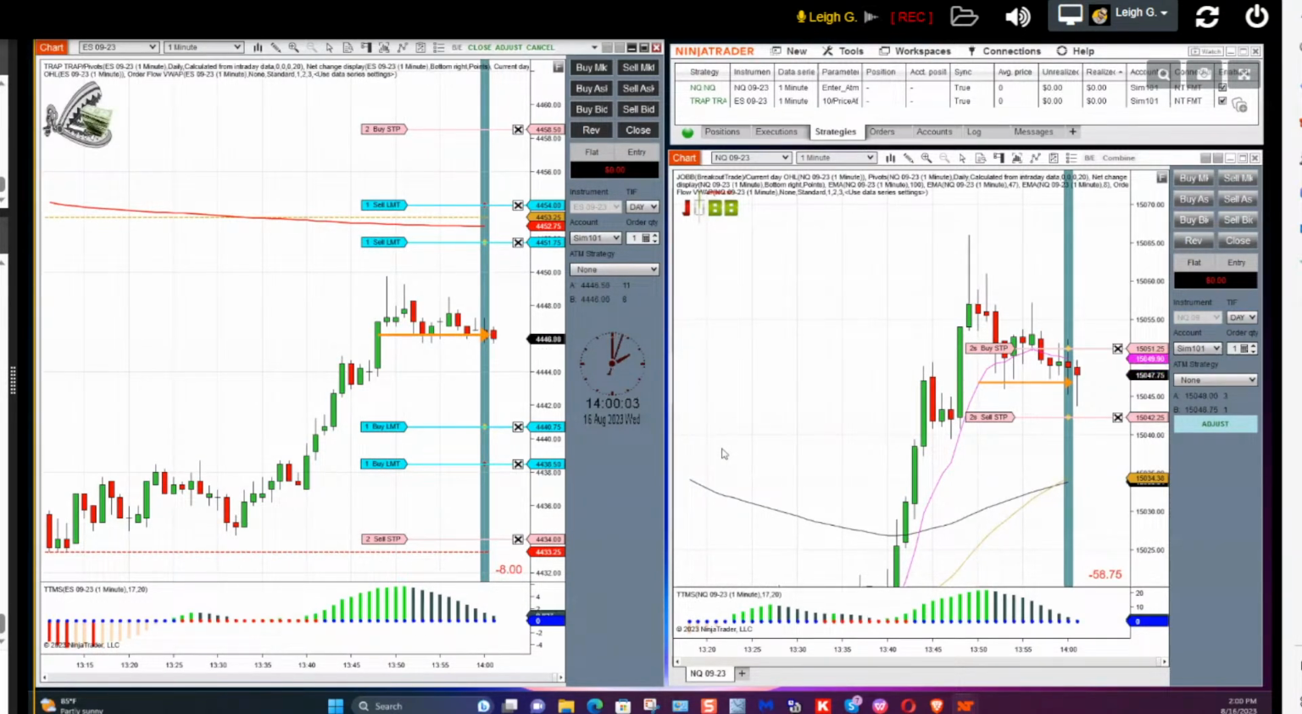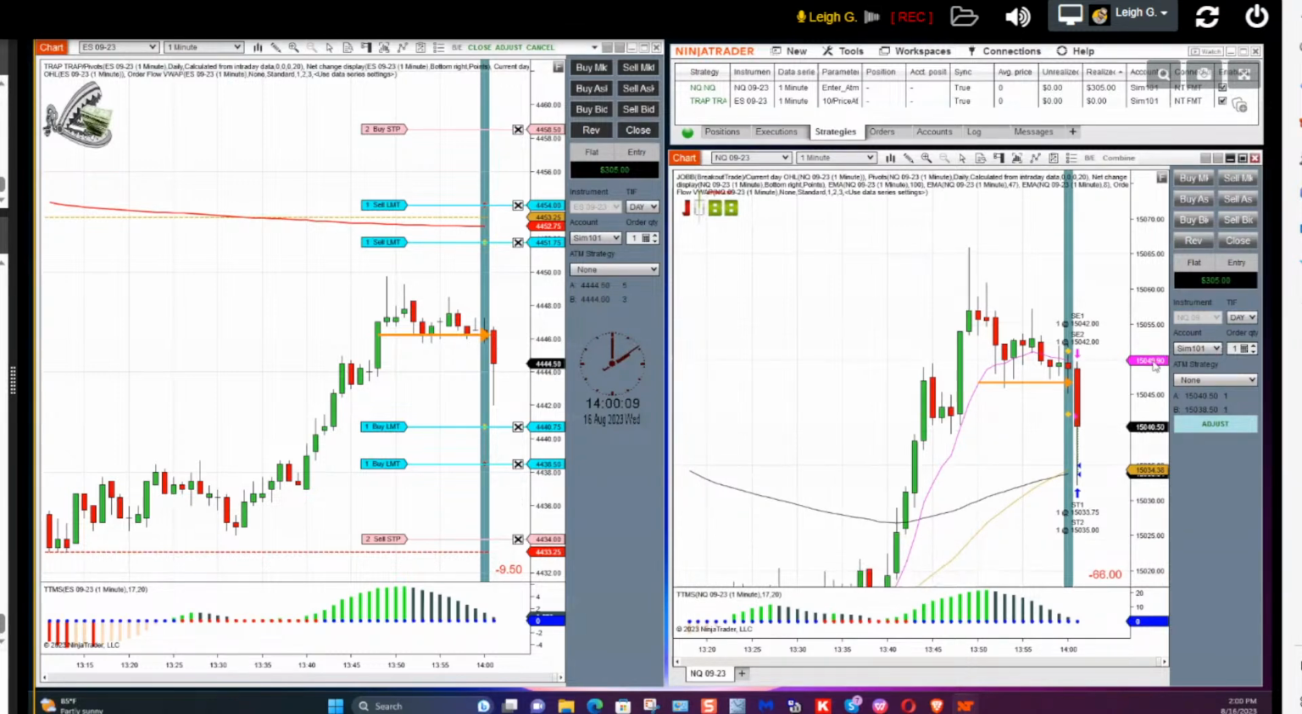Now the NQ was perfect. That was a perfect trade. I think anybody that traded the NQ would have made money. I think you would have come real close to hitting both those targets.